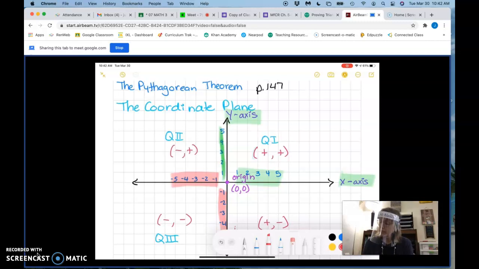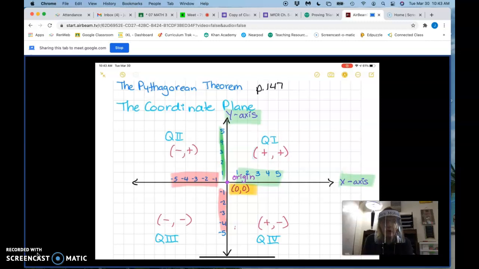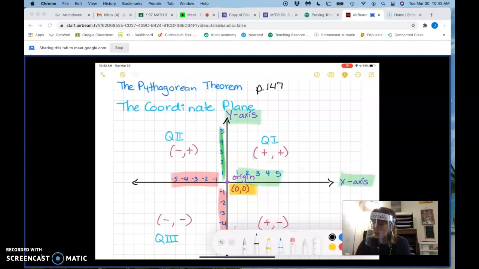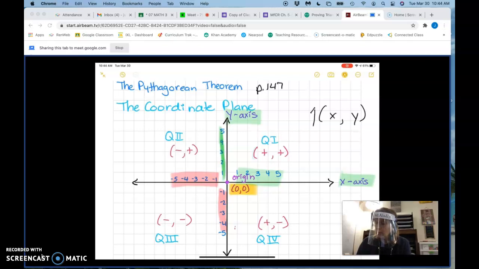Coordinates for the origin? 0, 0. Okay? So on the test, part of what you're going to have to do is plot some points on the coordinate plane. So remember, when you have your x, y coordinates, you move left or right for the x value, and you move up or down for the y value.